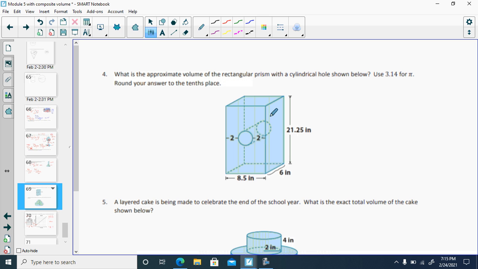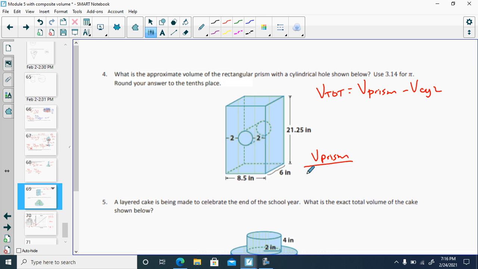Now, what if I were trying to find the volume of this? This is a hole through here. It's a cylindrical shaped hole. To do that, the total volume would be equal to the volume of the prism, the big block here, minus the volume of this cylinder. So let's do the volume of the prism.